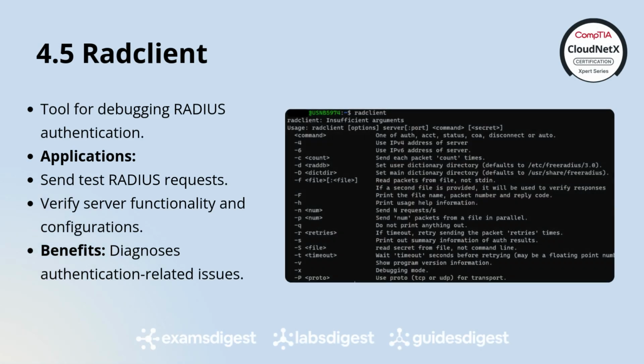When troubleshooting authentication issues in RADIUS-based environments, RAD Client is an essential tool. RAD Client sends test RADIUS requests to verify that the authentication server is functioning correctly. For instance, if users are unable to connect to a Wi-Fi network, RAD Client can help determine whether the issue lies with the RADIUS server, user credentials, or the configuration of access points.